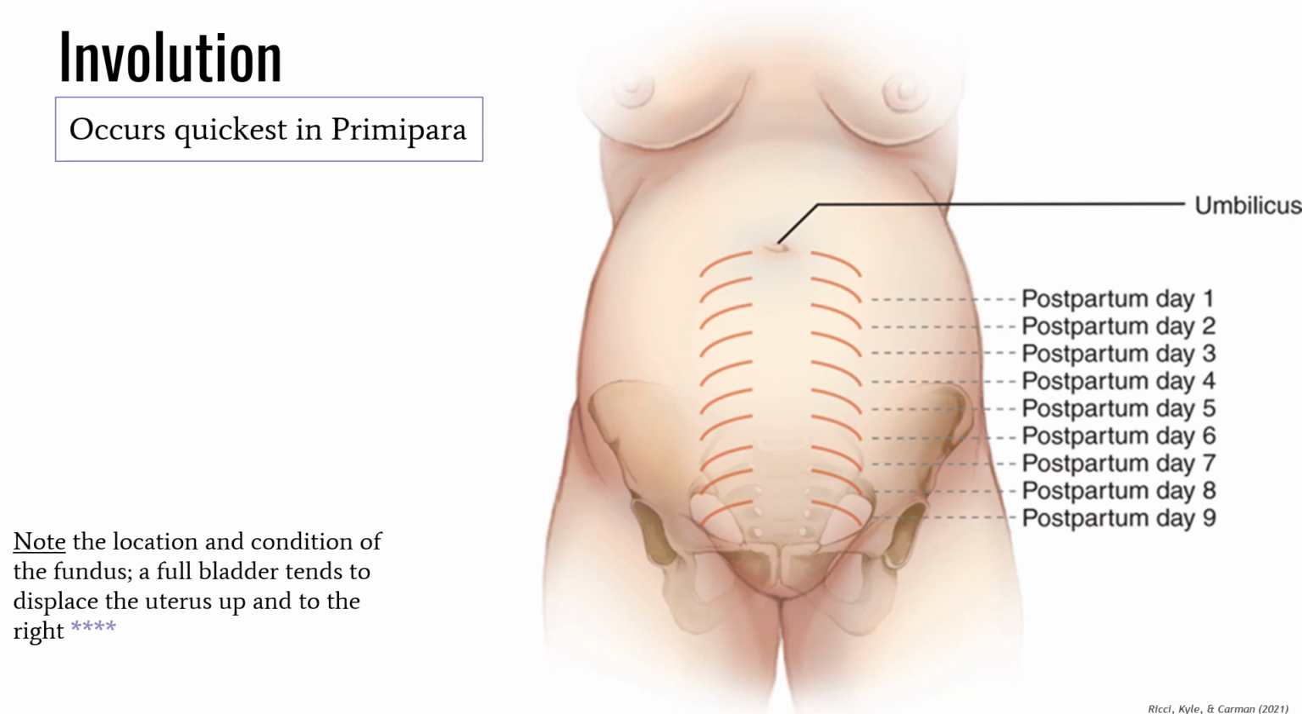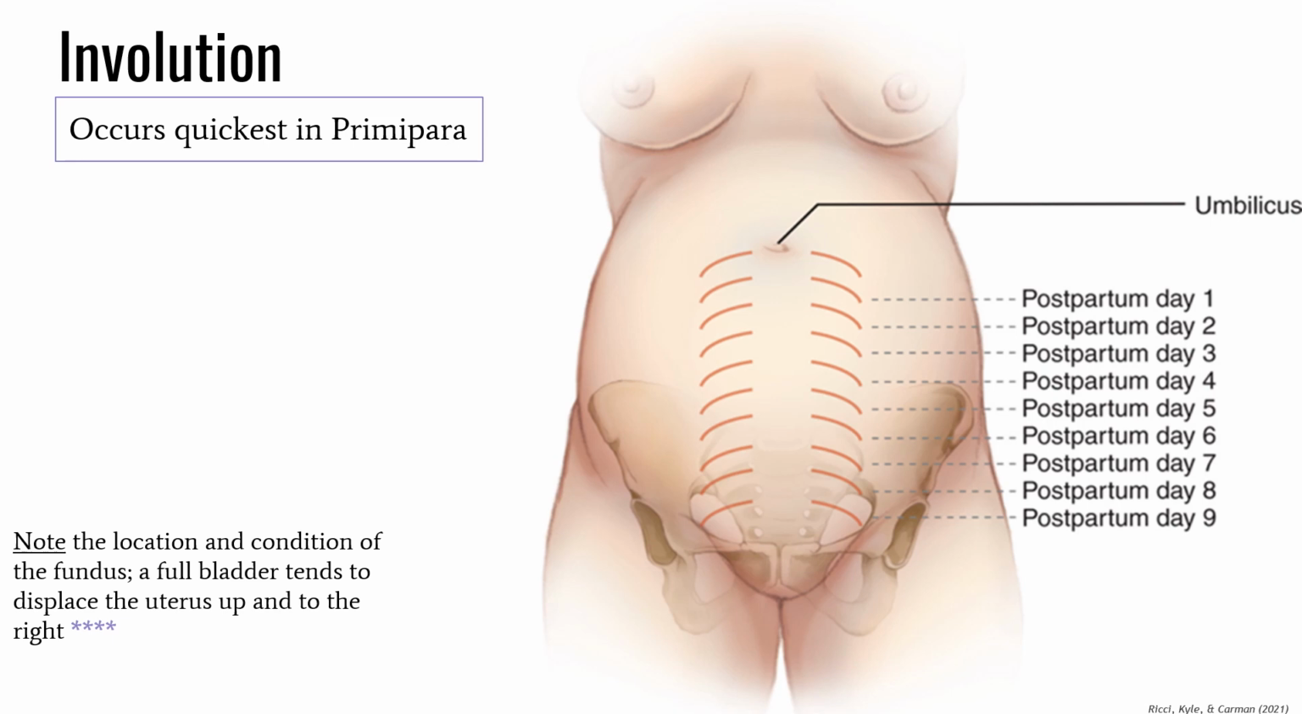You need to know that this occurs quickest in a primipara patient due to the uterus being able to maintain a contracted state better than a patient who has birthed multiple babies. That uterus really works hard.